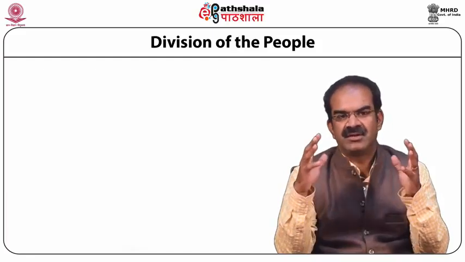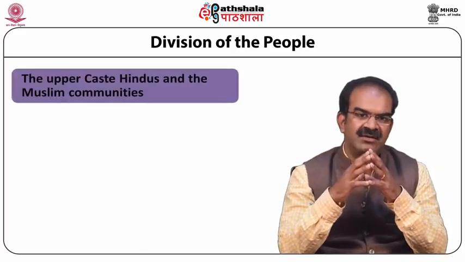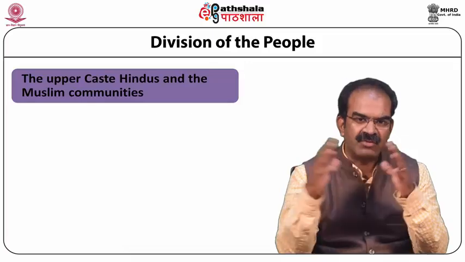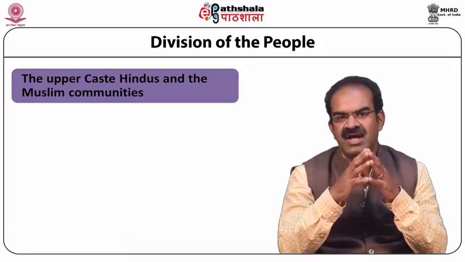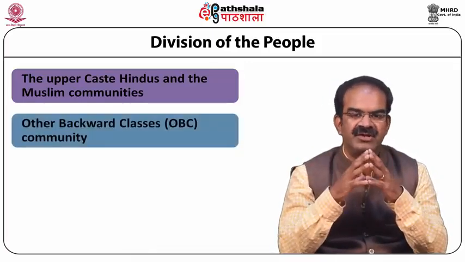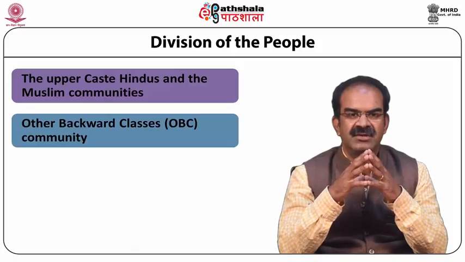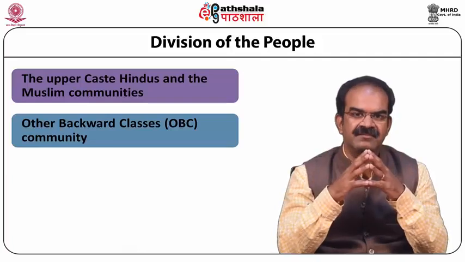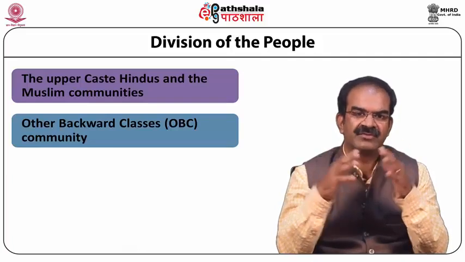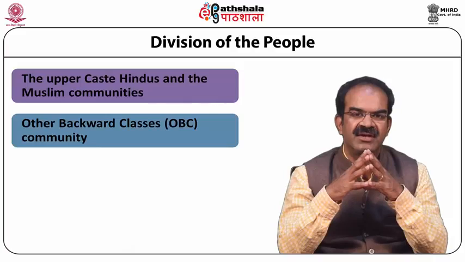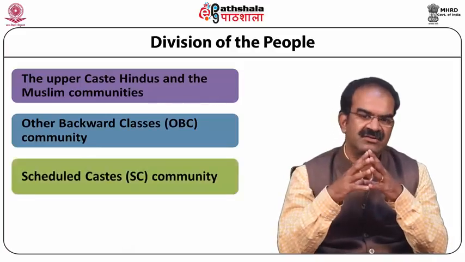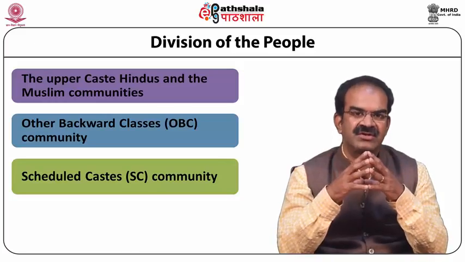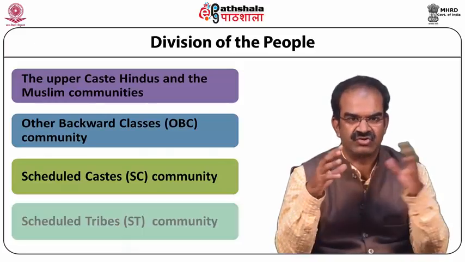Some people form the upper caste group, some communities fall under the other backward classes or OBC communities, and the erstwhile untouchables, people who have come from the lower rung of social life, are considered to be the scheduled castes, and the communities which practice distinct social, cultural, economic features are the scheduled tribes.